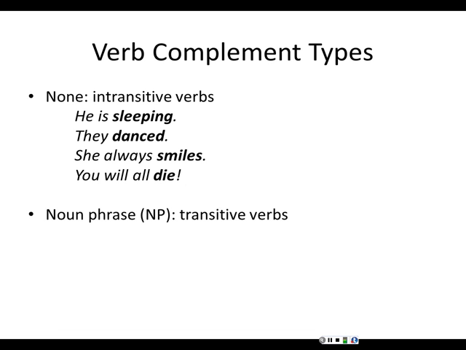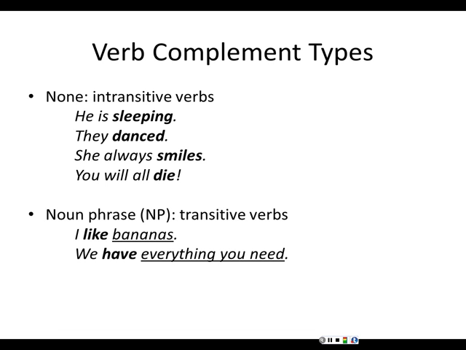Transitive verbs, as you probably already know, are verbs that require a noun phrase complement. For example, I like bananas. We have everything you need. Nobody found your wallet. Okay. So here we have the verb and then the noun phrase complements.